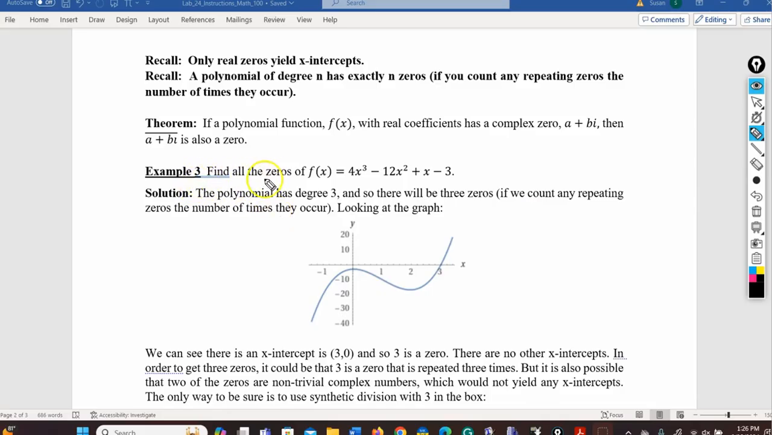So example 3, find all the zeros of this. What you would do is graph it and look at it in your graphing calculator and see if you can see any x-intercepts, because x-intercepts mean you have a real zero there. Now, when I look at this in the graphing calculator, there is only one x-intercept at 3. And so 3 is a zero.